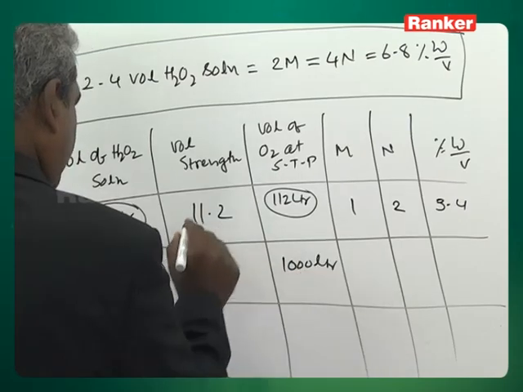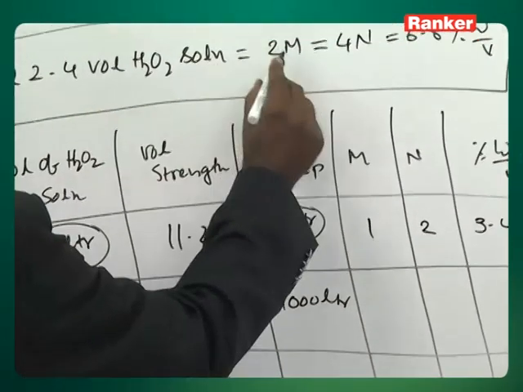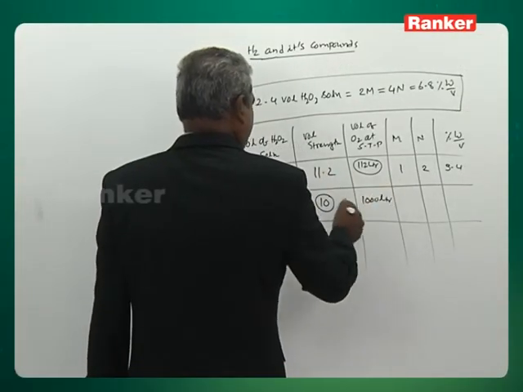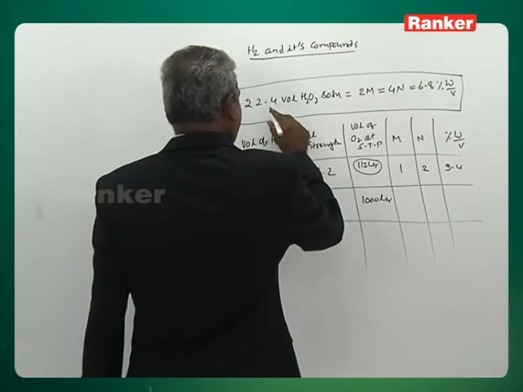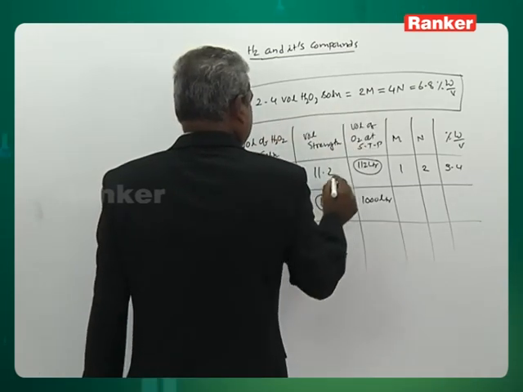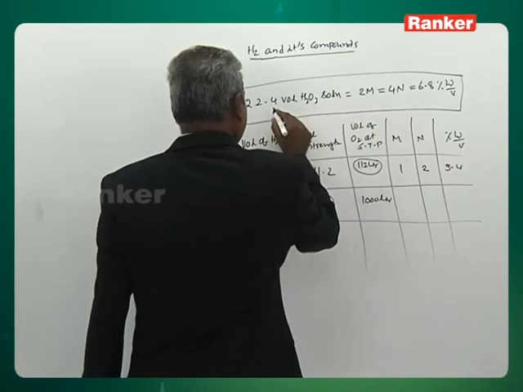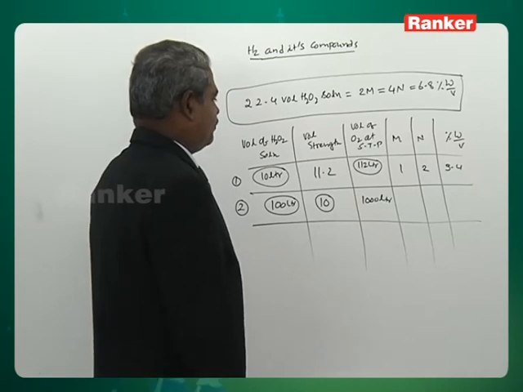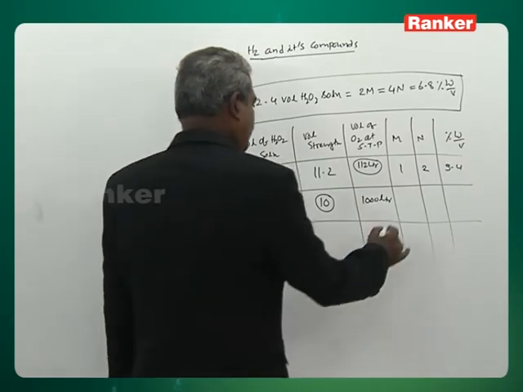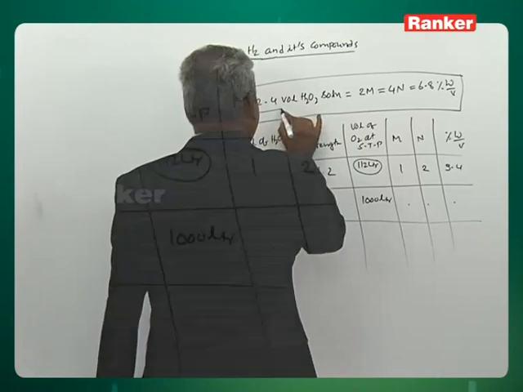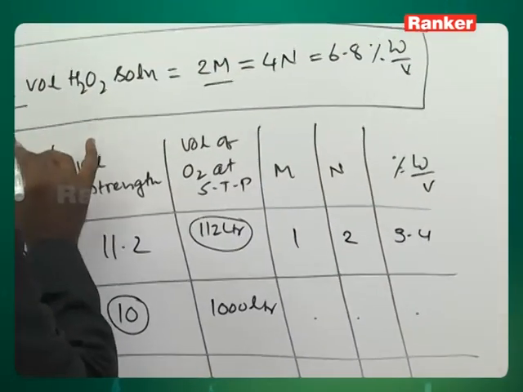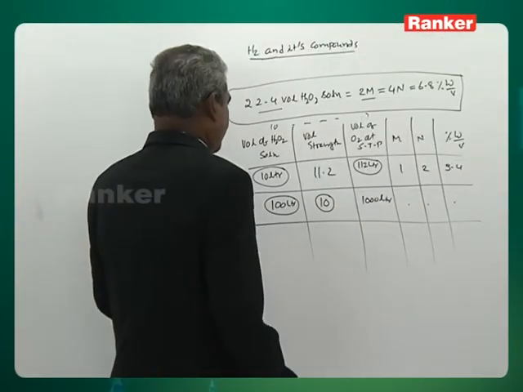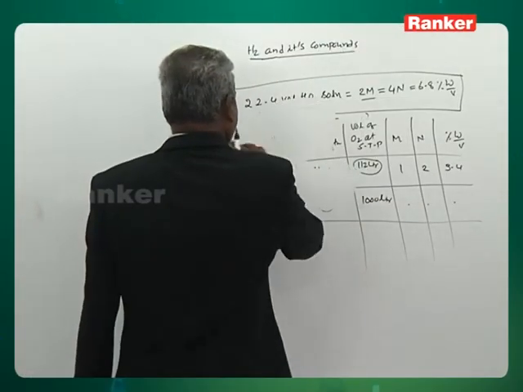1000 liters, 10 volume. 22.4 means 2 molar. 10 means how much? You write it proportionally. 22.4 volume is 2 molar, so 10 means 10 by 22.4, roughly; you just calculate. Find out the relation. Just using 22.4 is equal to 2, 10 is equal to how much? Now, like that, you find the volume strength of H2O2.